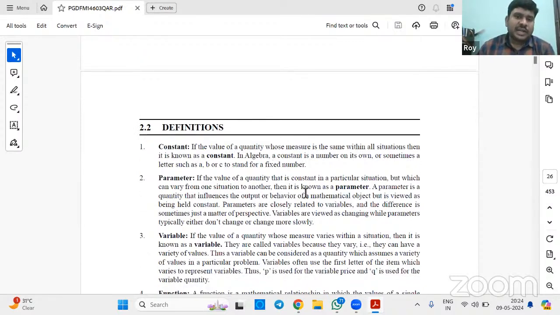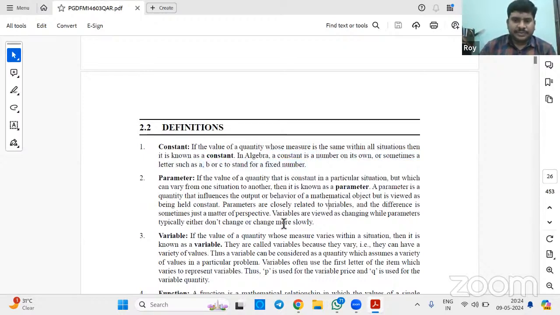Now, what is a parameter? A parameter is a situation constant. If the value of a quantity is constant in a particular situation, but can vary from one situation to another, it is called a parameter, right? So in one situation it may be the same, in another situation it may vary, then it is called a parameter. But if it is the same in all situations, it is a constant. Generally, instead of x, y, z, we will represent the constants as a, b, c.